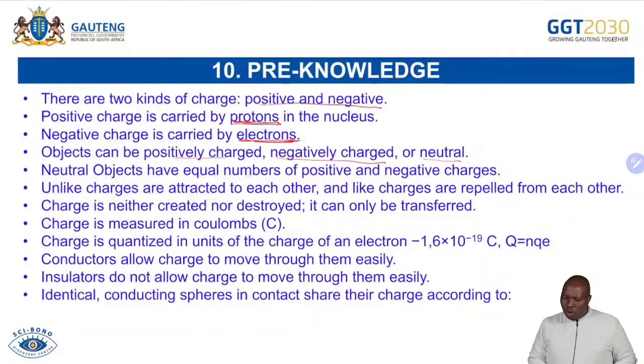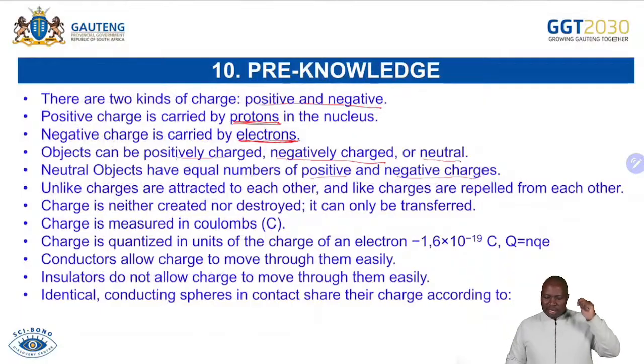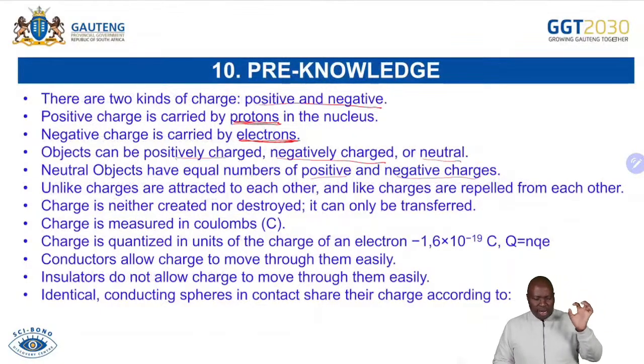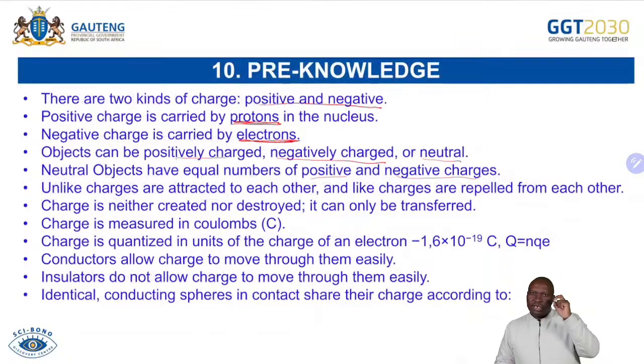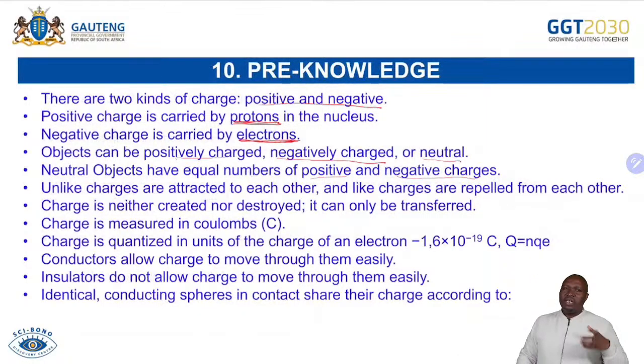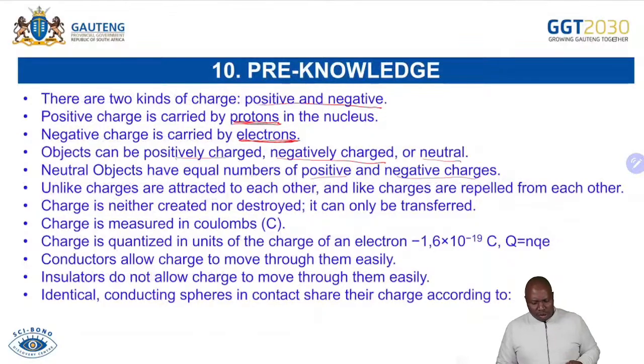Neutral objects have an equal number of positive and negative charges. As I just showed you when explaining the pretext, the number of protons and the number of electrons on a neutral object are equal. However, immediately when you see an atom having a positive charge, you know that it has lost electrons. When you see an atom with a negative charge, you know that it has gained electrons.